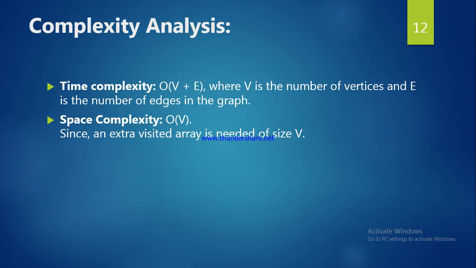Let's see the complexity analysis. First, we will discuss the time complexity, which mainly depends upon vertices and edges. For space complexity, an extra visited array of size V is needed, so the space complexity is O(V).